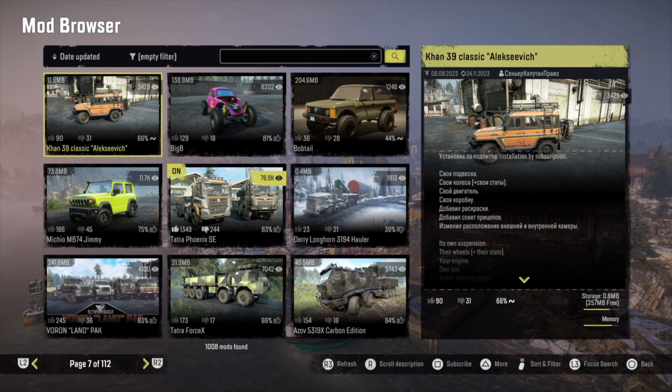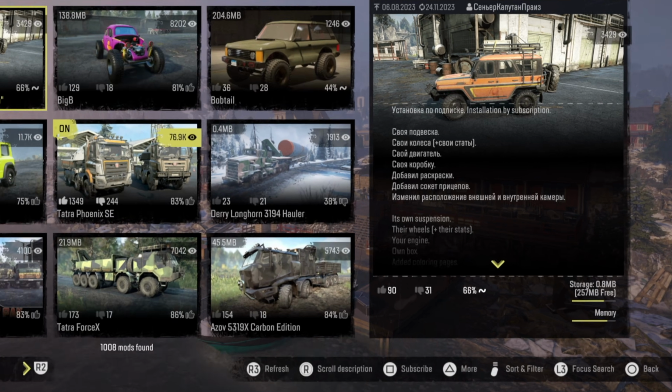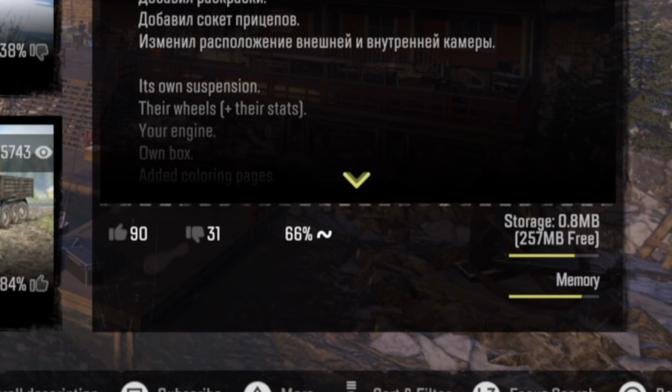Now, what's important to understand is the file size and how much memory you have available to you. I assume, I don't know, that PC has more memory available so they can do more mods, but on console we are limited to what's over there on the side.